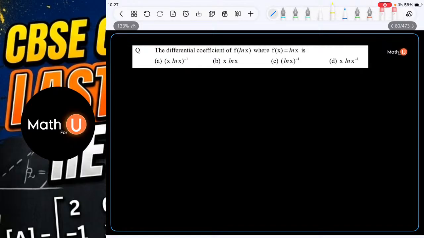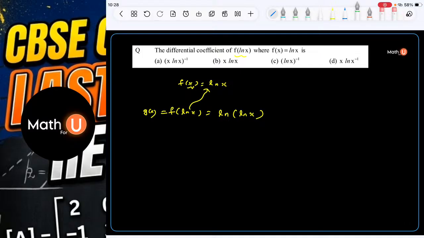This is the question. This is a very important question. What are they asking? The differential coefficient of f of ln x, where f of x is given as ln x. We want f of ln x. Wherever x is there, replace it with ln x, we get ln of ln x. This becomes some other function g of x. Now differentiate g of x.